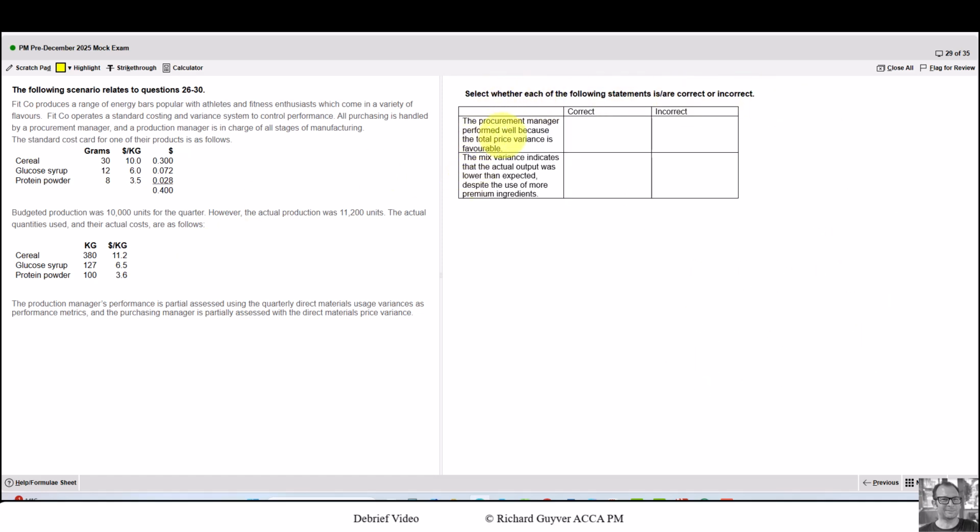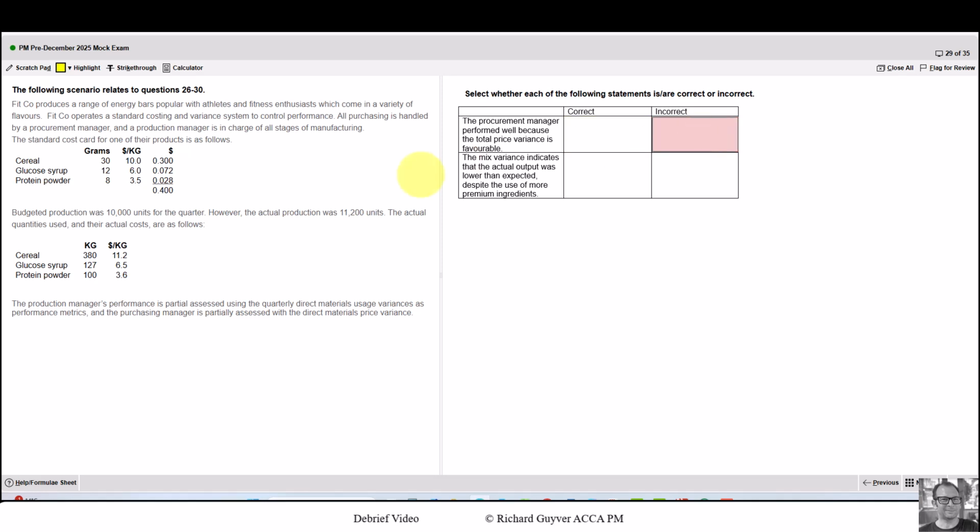Okay, select whether the following statements is or are correct. The procurement manager performed well because the total price variance is favourable. Well, let's look at the price variance. The price per kilogram for cereal should have been 10 and was 11.2. For glucose should have been 6, was 6.5. For protein should have been 3.5, was 3.6. As all three are higher, then that means it isn't favourable, it's adverse.